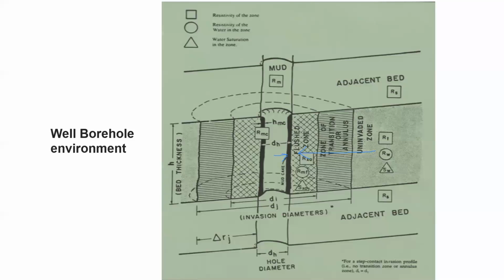Next to the flushed zone is the transition zone, where you can observe the drilling mud filtrates and also the formation fluid. Basically, you get a mixture over there. And lastly, you have the uninvaded zone. That is the zone where you only have the formation fluid. This invasion is totally dependent on the type of mud filtrates you have, how much greater the pressure is with respect to the formation fluid, and how porous and permeable your formation is.